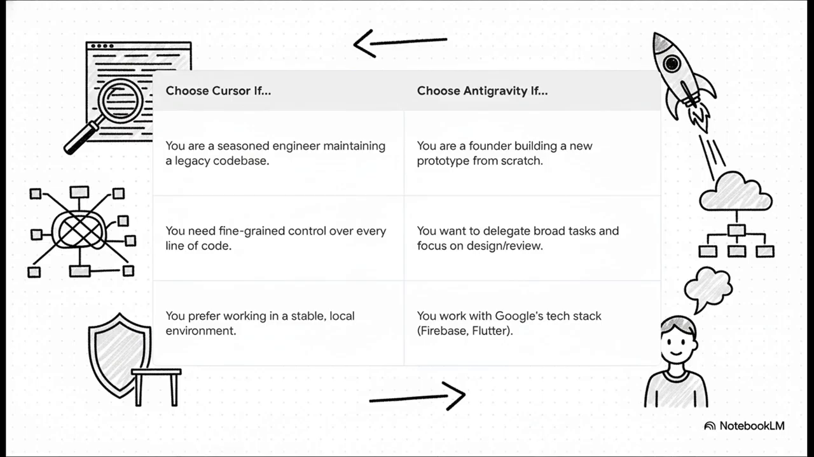But you should go for Anti-Gravity if you're building something brand new from scratch and you just need to move fast. It's absolutely perfect for when you want to delegate all the grunt work and focus on the big picture, especially if you're already using Google stuff like Firebase.